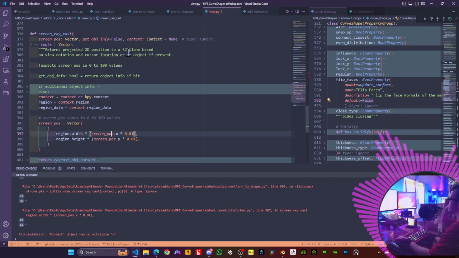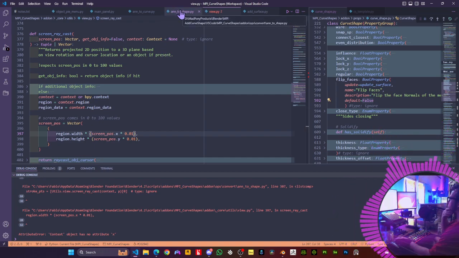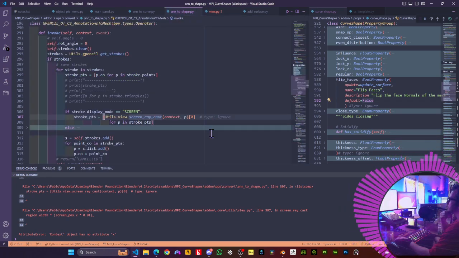Okay, so I'll probably change this function. But screen pause, get object info is true or false. And then the context. What is P here?